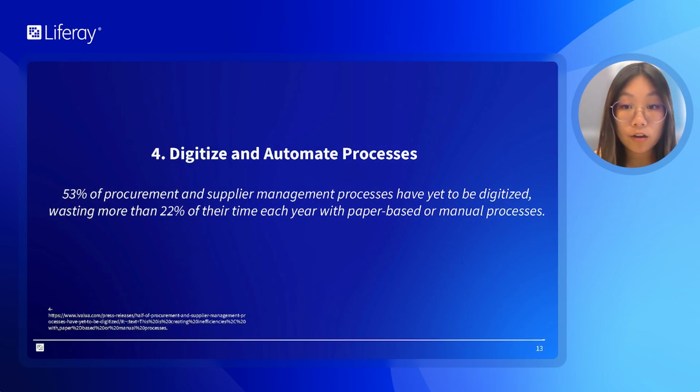Another way to manage your suppliers more efficiently is by digitizing some common processes that you use to work with your suppliers. In fact, 53% of procurement and supplier management processes have yet to be digitized. This wastes more than 22% of each team's time with paper-based or manual processes. By digitizing processes like tracking purchase order statuses and sending payment notifications, Chris is able to help his team save a significant amount of time and resources. So Erica is going to show us some examples of what this could look like.